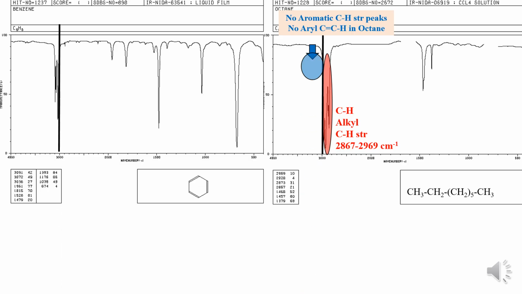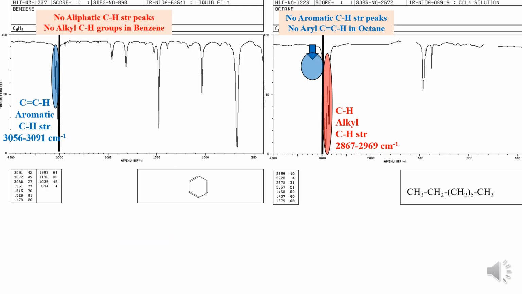So in the case of benzene, you find the aromatic CH stretch somewhere between 3056 to 3091 centimeter inverse. This is due to the presence of aromatic CH bonds. And there are no aliphatic CH stretching peaks in the case of benzene, as there are no alkyl CH groups.